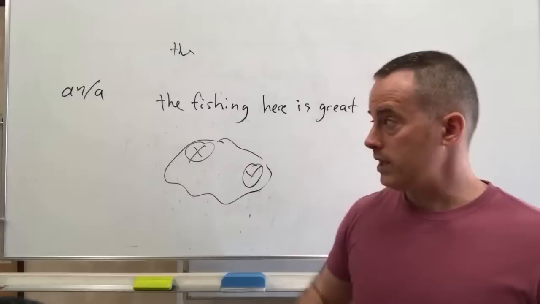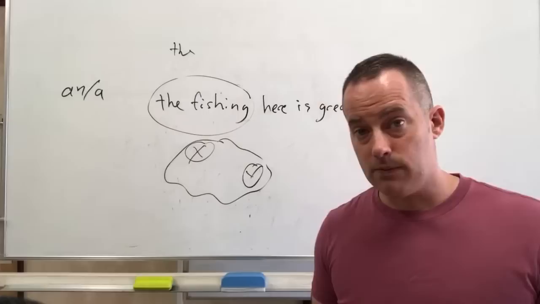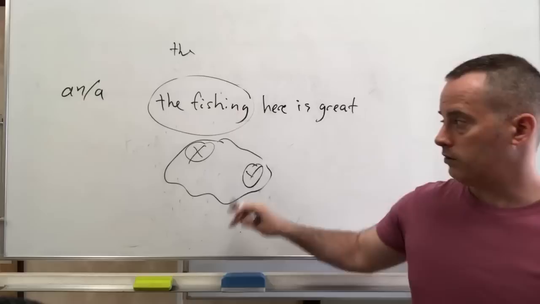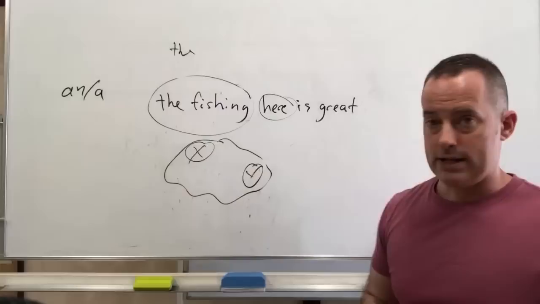So we can talk about something in a particular place. Very useful way of creating some very simple phrases, but this is how natives usually speak about things like this. So we're talking about a location or something happening or some attribute of something like that. Okay, so typically a place. So the fishing here is great, or the fishing here is terrible.